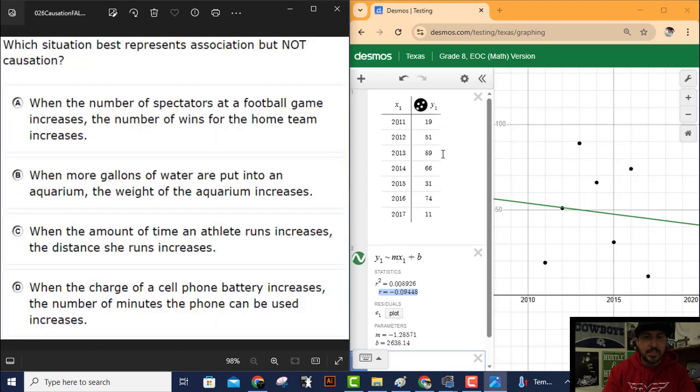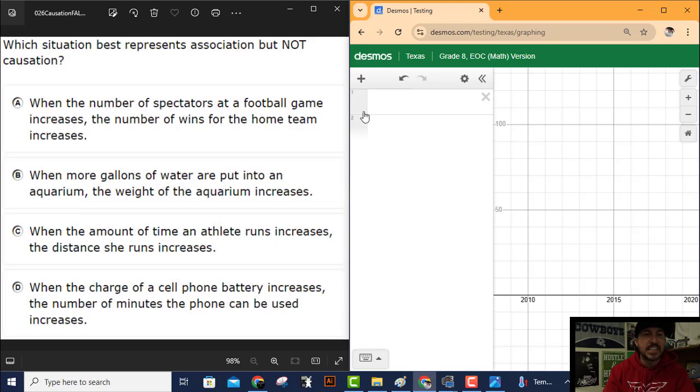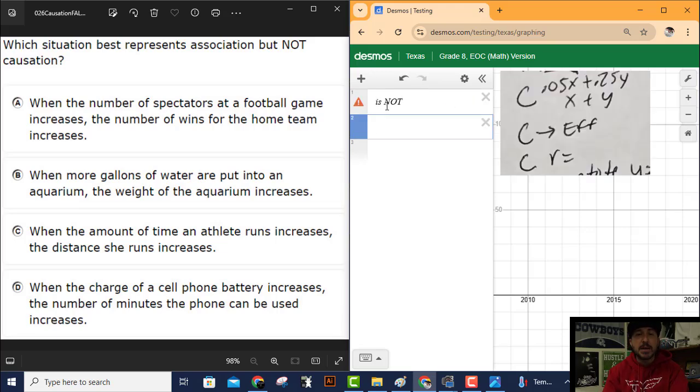All right, this guy is talking about what is not causation. So when it says is not, I am looking for the false one. I write that down, false. I am looking for the false one. So let's see, causation. Causation means cause and effect. They should go together.